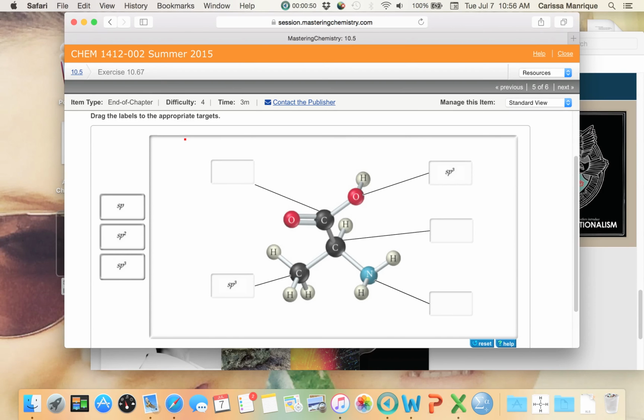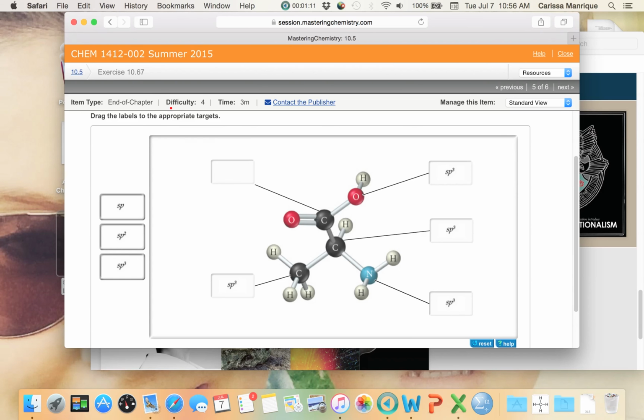And looking at this nitrogen here, single bond, single bond, single bond. So everything's a single bond coming off nitrogen. So that is sp3. And then carbon here, all single bonds, 1, 2, 3, 4, all of those are single bonds, so that's sp3.